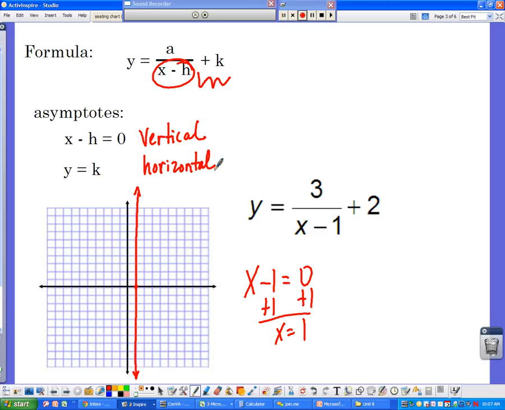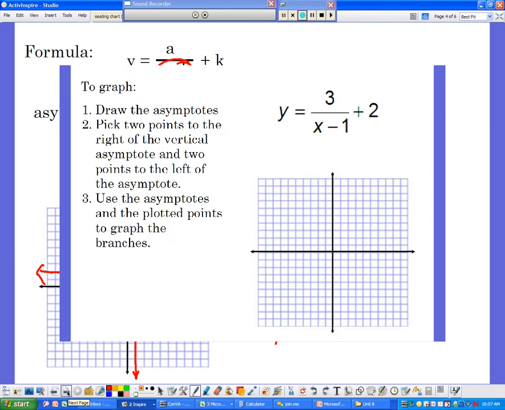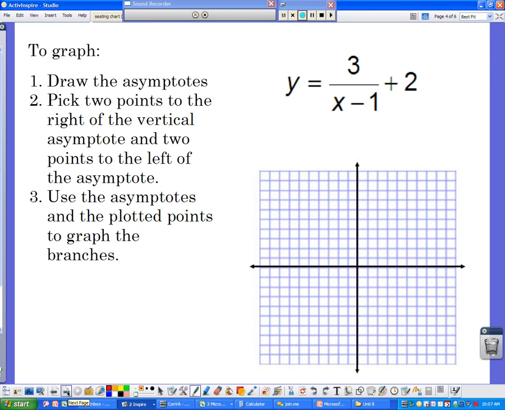In this case, since here's my plus 2, it's just going to be y equals 2. Graph that, and that would be my other asymptote. Now, as far as graphing the branches, to finish this problem out, you need to draw in your asymptotes. So remember, this asymptote was x equals 1, and the other one was at y equals 2.